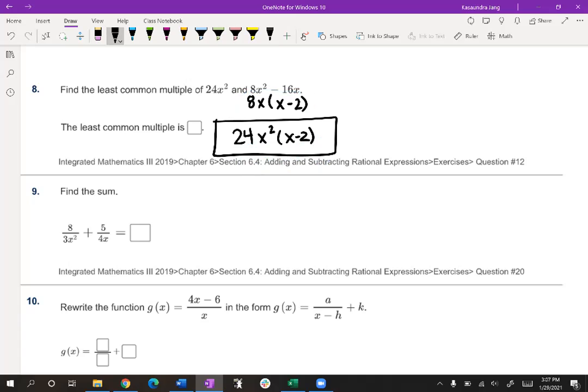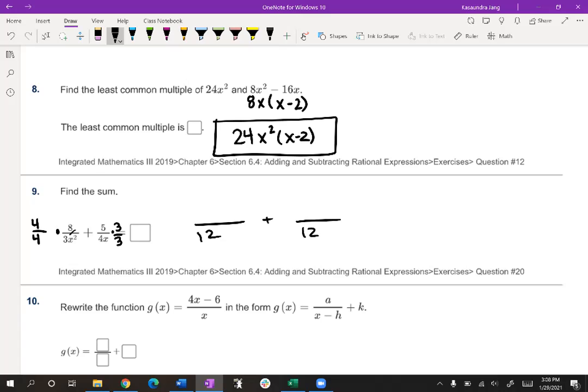All right, number 9. You have to find the sum. They do not have common denominators as of right now. So let's take a look at what the common denominator should be. As far as the constants go, I think the 3 and the 4, their least common multiple, I think, is just a 12. So I have to multiply by the 4 over 4 and the 3 over 3 here. So that'll give me a denominator as far as the number goes, constant. They'll both have a 12.